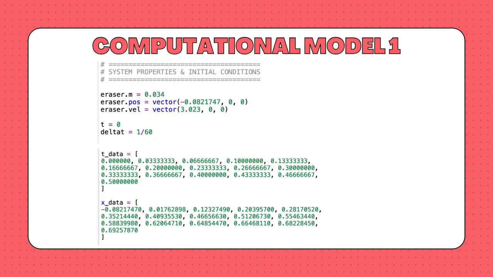So this is my computational model, and the first part just involved setting the initial values such as the mass, initial position, and initial velocity, and then the time as well. The frame rate was 1 over 60. And then I also imported the data from the Tracker software with the times and the positions at the respective times as well.